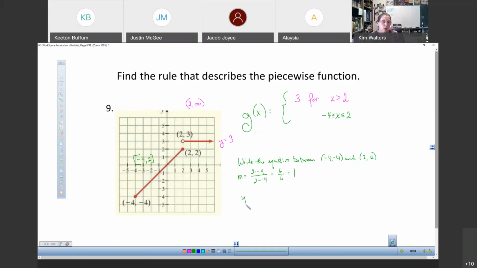And so now I'm going to use one of my 2 points. I'm going to use the one with the 2 positives. So y minus 2 is equal to the slope times x minus 2. And this is going to give me y minus 2 is equal to x minus 2. Going to add 2 to both sides, and I get y is equal to x. So y is equal to x is my function, for my values of x between -4 and +2. And that's how I write the rule.